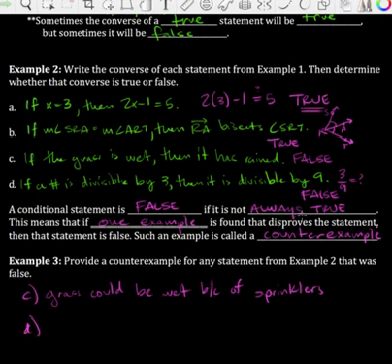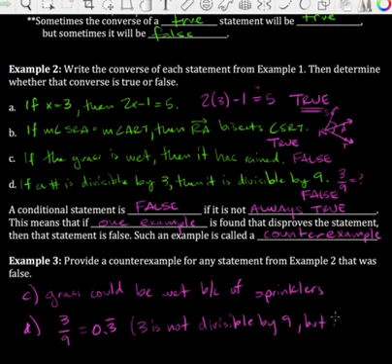For D, we also found an example right here, right? 3 divided by 9 equals 0.3 repeating. So 3, in other words, 3 is not divisible by 9, but it is divisible by 3. So that's a counterexample because we showed that just because a number is divisible by 3, it won't always be divisible by 9.